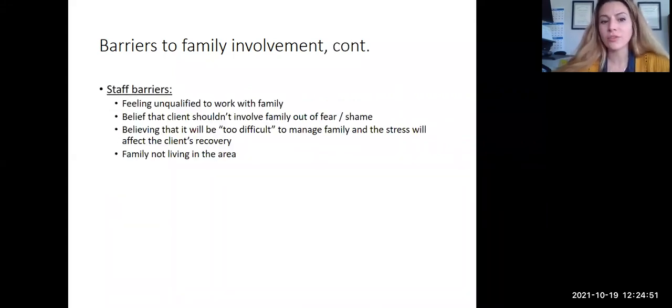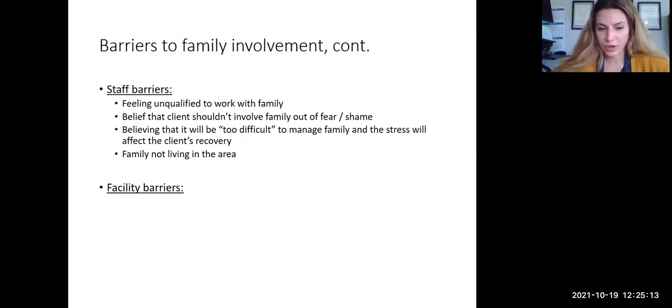There are, of course, staff barriers. It could be that staff feel unqualified, or that it's really complicated and messy to involve CSOs and family members. They may feel that it's going to worsen things, or it's going to be too difficult, or that the family doesn't live in the area. And now with Zoom and phone technologies, we can obviously bridge that barrier.